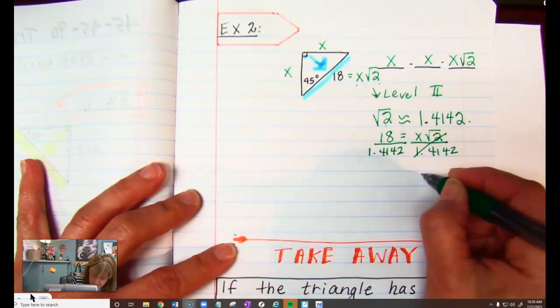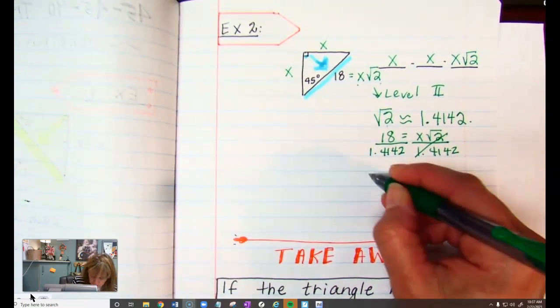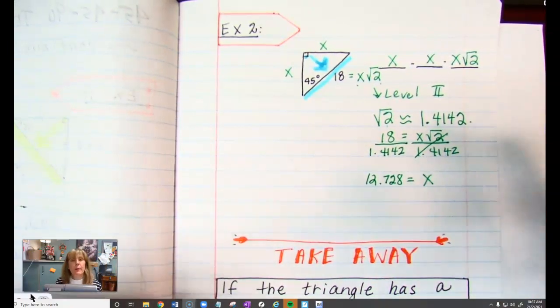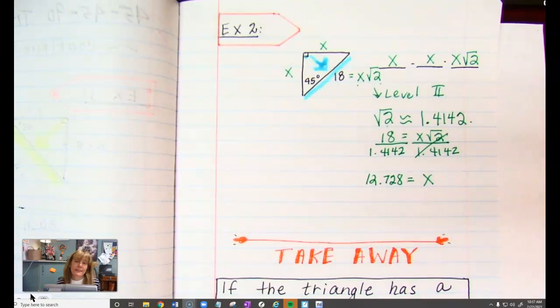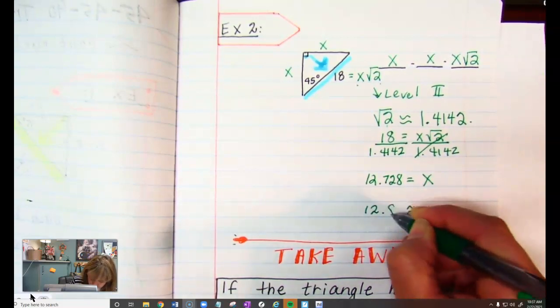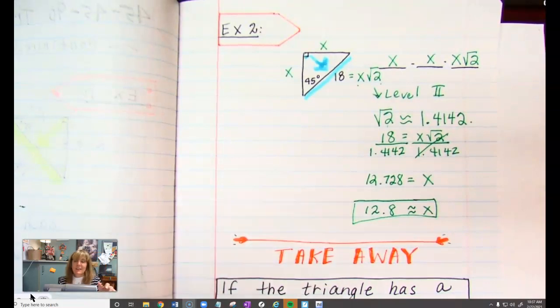Those are going to cancel out, and that's just going to leave X. When you divide this out, you are going to get X to equal 12.728. However, remember, we are rounding to the single place behind the decimal point. So it's either going to be 12.7 or 12.8. It's going to say 12.7 because that number is less than 5. So X is approximate because we rounded. And that's going to be the answer for that.